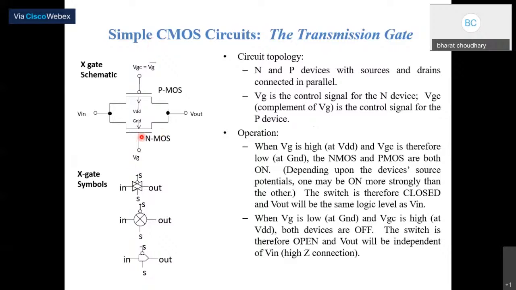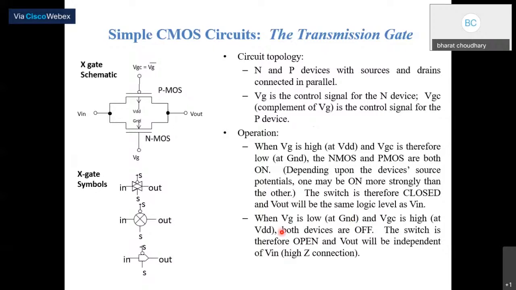Here we are applying VG, and here we are applying the complement of VG. So this is called the control signal. When VG is high, meaning at VDD, VG complement is therefore low, so both NMOS and PMOS are on. Depending on the device's potential, one may be on more strongly than the other. So the switch is therefore closed, and V out will be the same as V in.